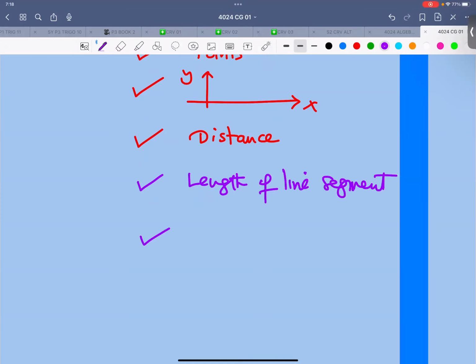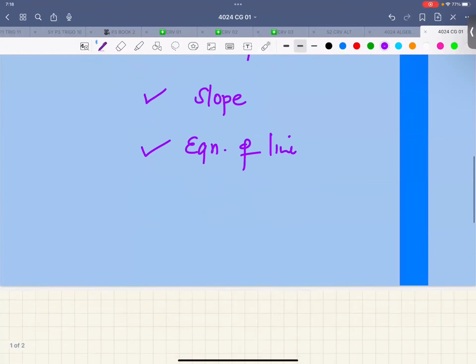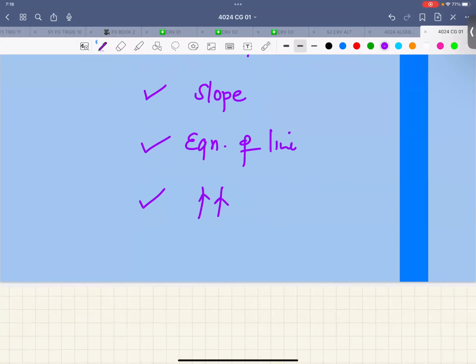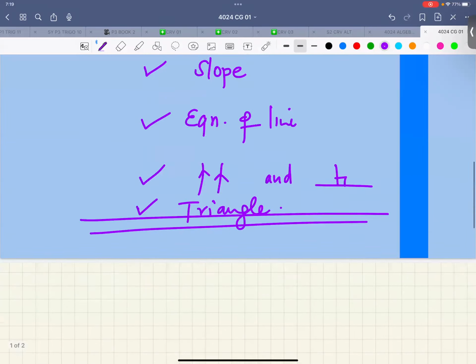It's about midpoints. It's about slope. It's about equation of line. It's about parallel and perpendicular lines. So that's what this chapter is all about. And naturally, a little bit of triangle concepts is also there.